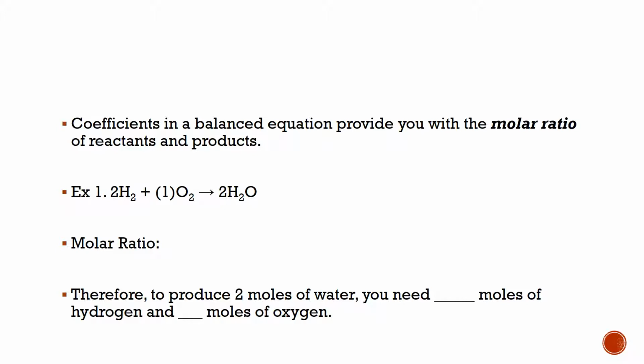So if I'm looking at this one here, 2 moles of hydrogen gas plus an implied 1 mole, remember if there's no number there, it's a 1, of oxygen produces 2 moles of water. So if I'm looking at the molar ratio, I could say that it's 2 to 1 to 2. And notice that I keep the same order. If I start out with my ratio being hydrogen, oxygen to water, then my molar ratio should also represent that. Therefore, if I want to produce 2 moles of water, I would need 2 moles of hydrogen and 1 mole of oxygen gas.